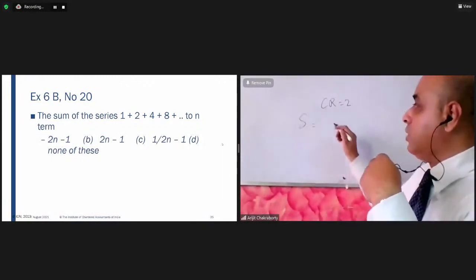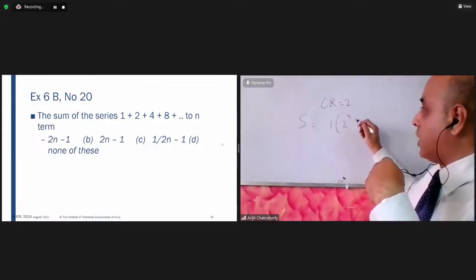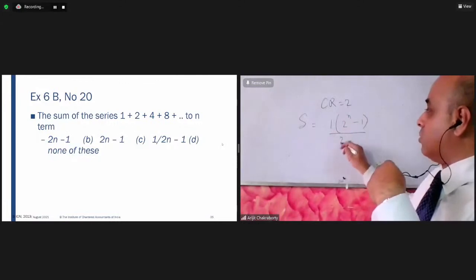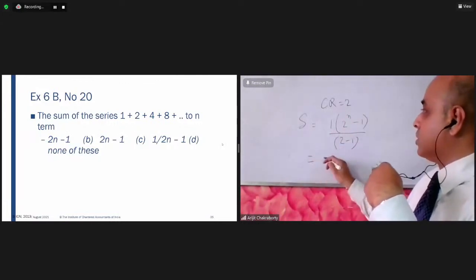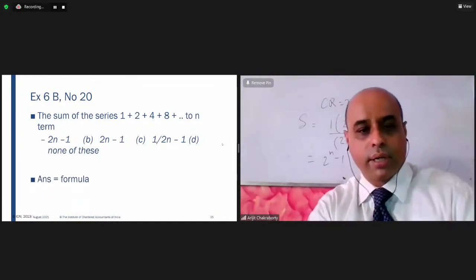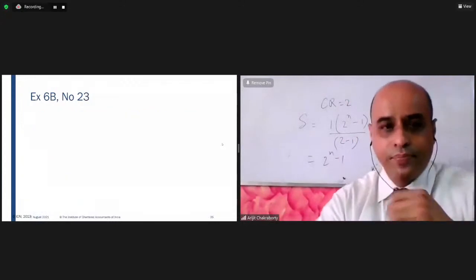The sum will be: a, the first term, is 1, r is 2. So (2 to the power n minus 1) divided by the common ratio 2 minus 1. So it is 2 to the power n minus 1, option number 1. If you use the formula, it comes straight away to 2 to the power n minus 1.